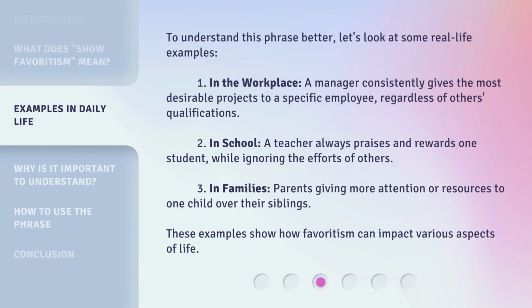To understand this phrase better, let's look at some real-life examples. 1. In the workplace, a manager consistently gives the most desirable projects to a specific employee, regardless of others' qualifications. 2. In school, a teacher always praises and rewards one student, while ignoring the efforts of others. 3. In families, parents giving more attention or resources to one child over their siblings. These examples show how favoritism can impact various aspects of life.